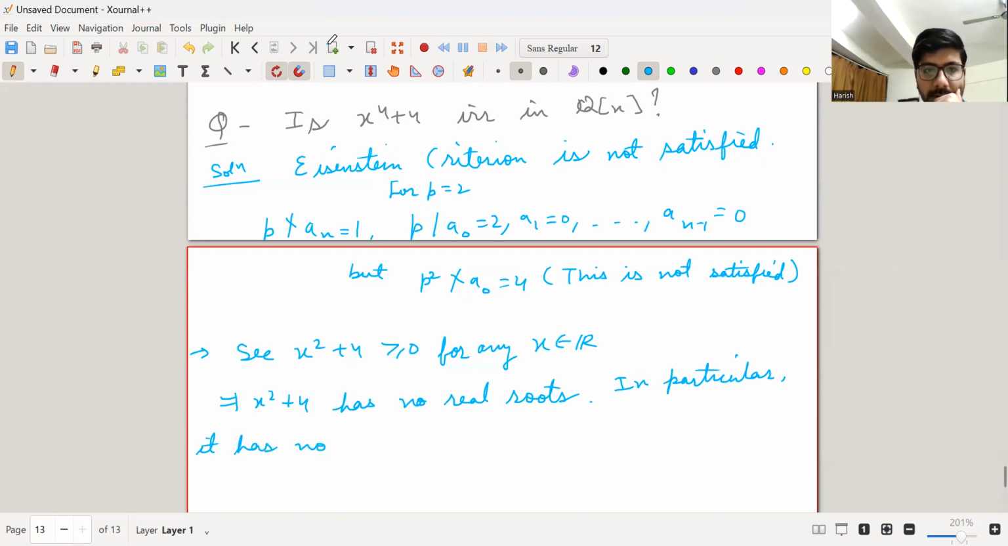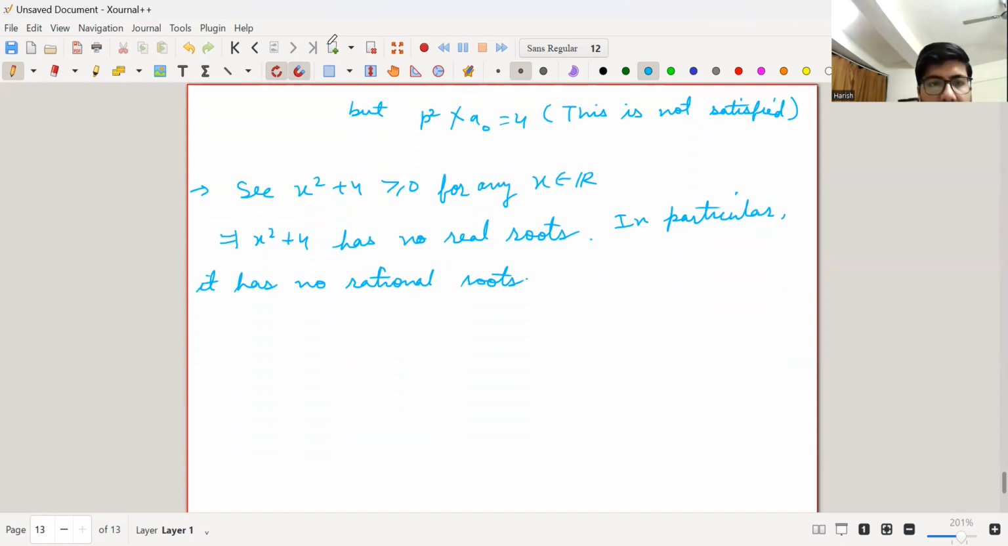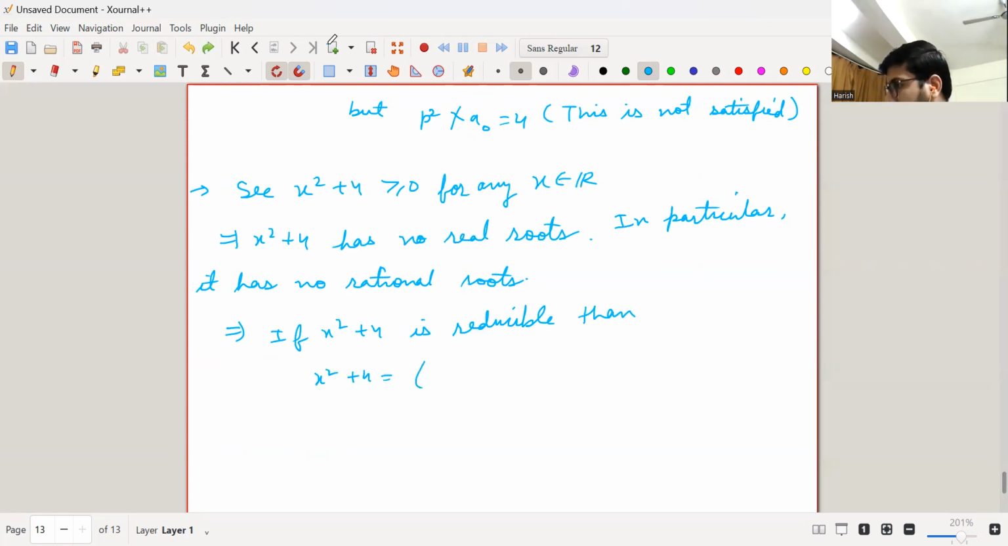It has no rational roots. So that means if x^4 + 4 is reducible, then it has to be of the form x^2 + ax + b and x^2 + cx + d, right?